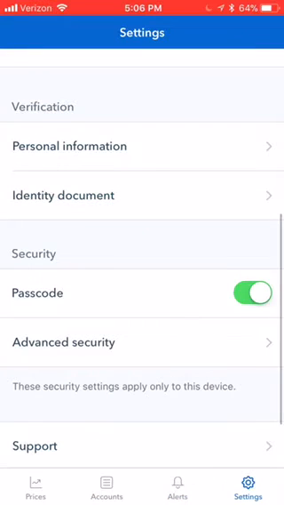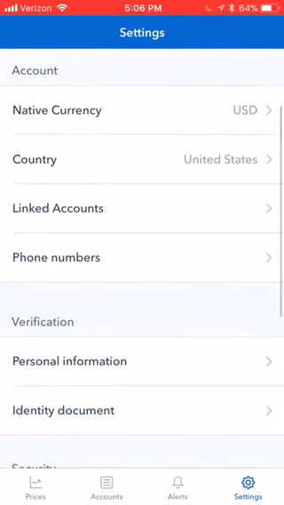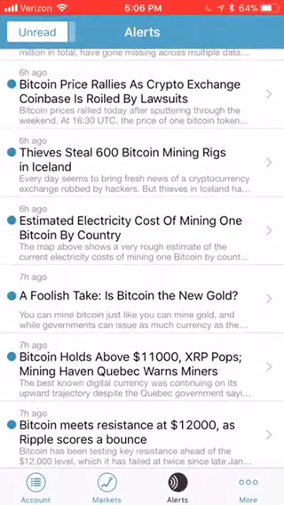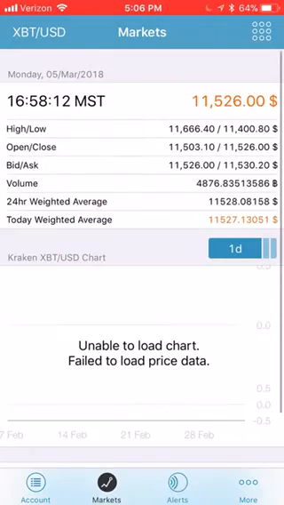If I scroll over to settings, I can increase the security as well as change my native currency. Kraken is much more difficult to understand, and I'm going to show you this by taking you over to markets. It is a more sophisticated and detailed method of analyzing the current market value of Bitcoin or any other cryptocurrency. It shows the high, low, open, close, basically what you would see when you analyze stocks.